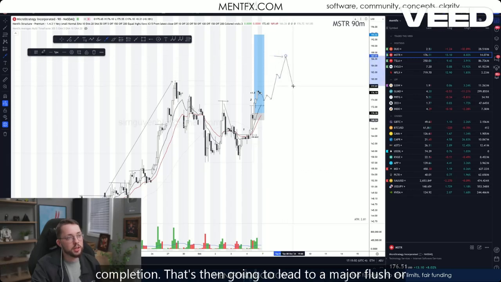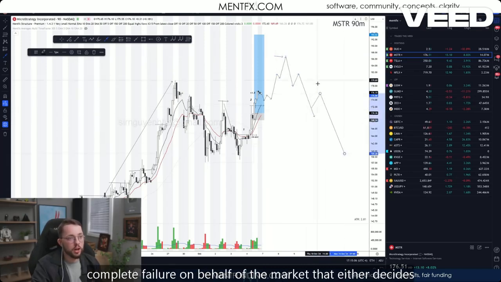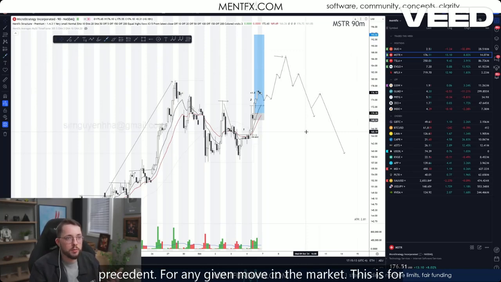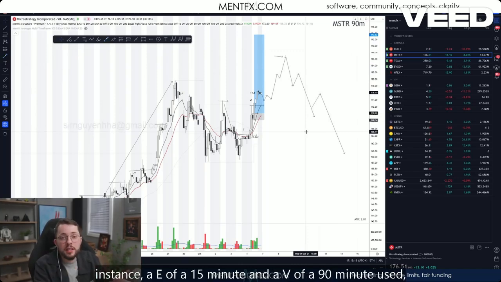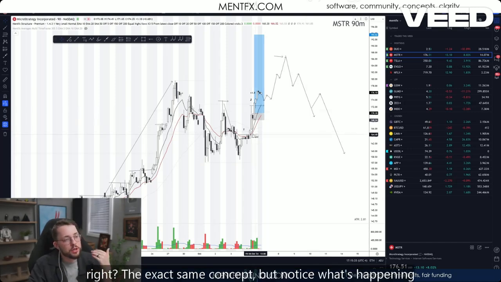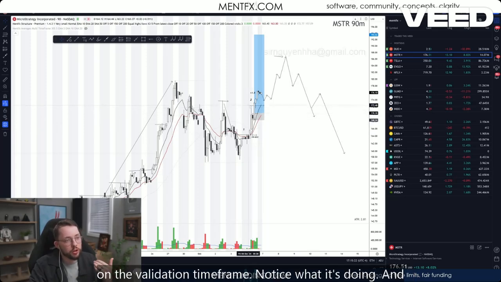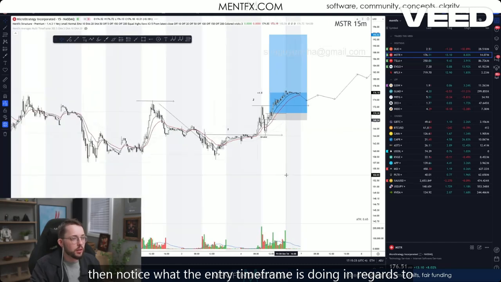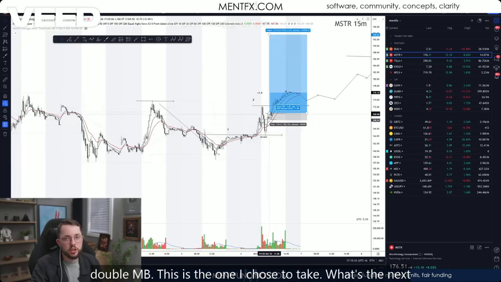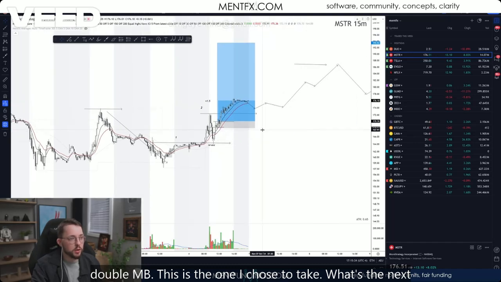and then completion that's then going to lead to a major flush or complete failure on behalf of the market that either decides to move later or just fails down. And this is how I set the precedent for any given move in the market. This is, for instance, an E of a 15-minute and a V of a 90-minute used. The exact same concept, but notice what's happening on the validation time frame, and then notice what the entry time frame is doing in regards to major flush, stage 2, flush, double MB, flush, entry through double MB. This is the one I chose to take. What's the next step?